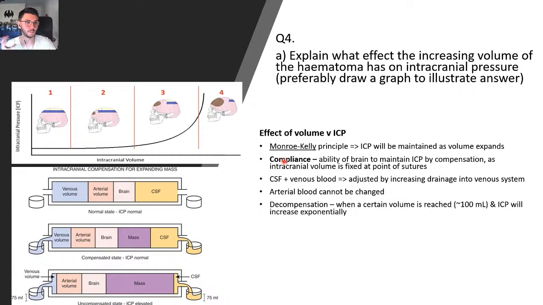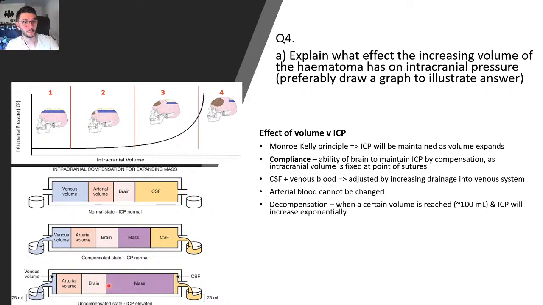It's the ability to maintain this intracranial pressure by compensation because of the fixed points in the sutures of the brain. Now, the contents that can move are your CSF and your venous volume. So you get this compensation where the intracranial pressure is normal, but the intracranial volume of the mass, which could be a tumor or blood, increases. So you have less CSF and less venous volume, therefore the brain can maintain the expansion.